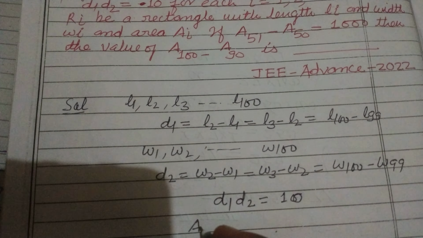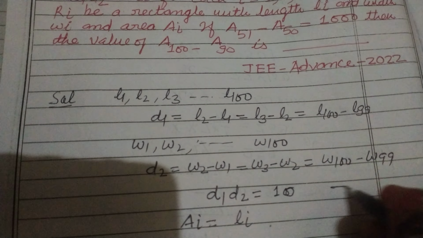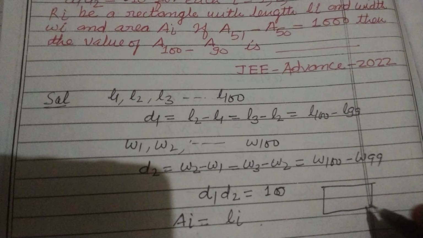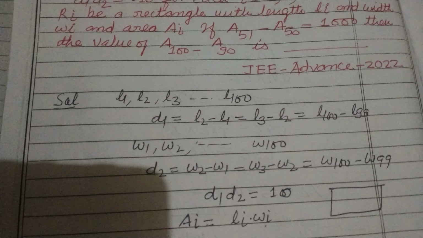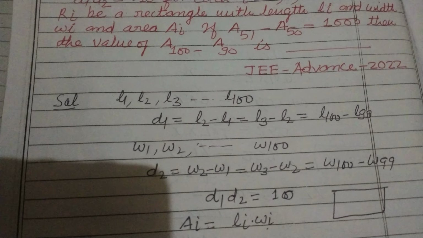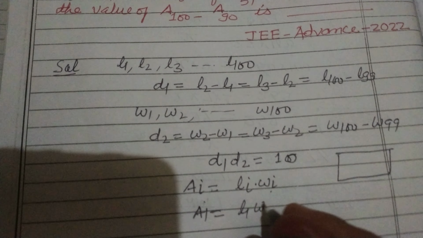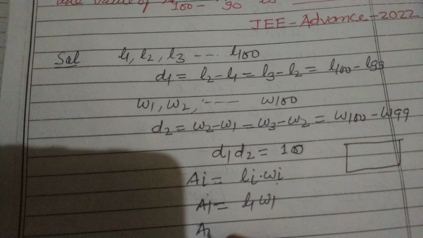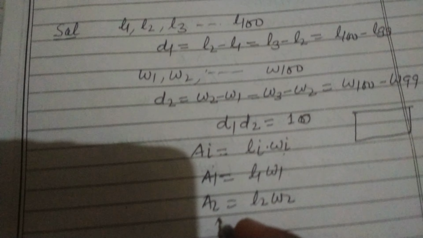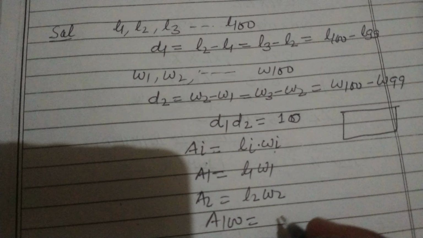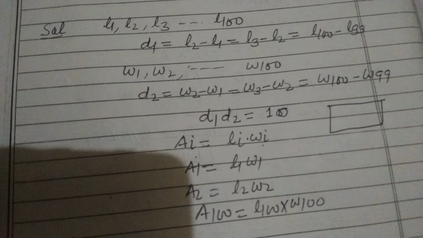Okay, and Ai equals the area of a rectangle. You know that area is length into width, so Li into Wi. So A1, when we put i equal to 1, we get L1 W1, and A2 equals L2 into W2. So A100 equals how much? L100 into W100.